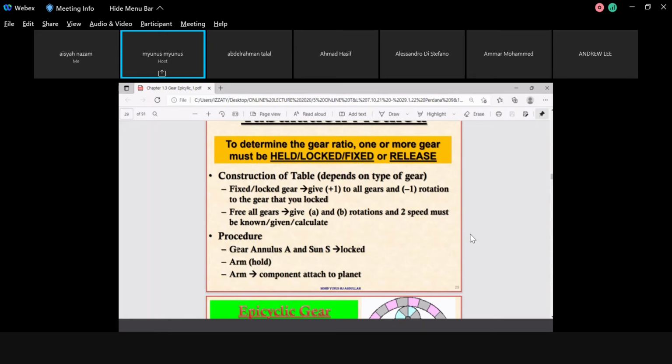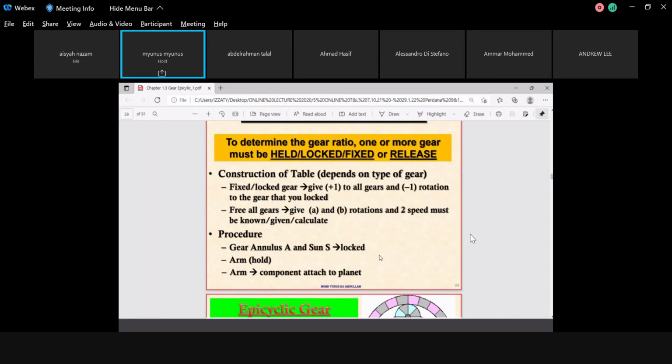And the procedure here: gear analysis, sun, lock, arm, hold. Hold and lock are different. Hold, you hold and then you release. Lock is locked permanently, like you engage the gear, you lock the gear. You hold a bit, then you let it go. If you lock, it means that you lock by hydraulic servo, as explained in the clip video last meeting. What is arm? Arm is basically the component attached to the planet. Look at here, the link. Sometimes we call it component, sometimes link, sometimes gear. Attached to the planet, we call it an arm. That is very, very important to define arm.